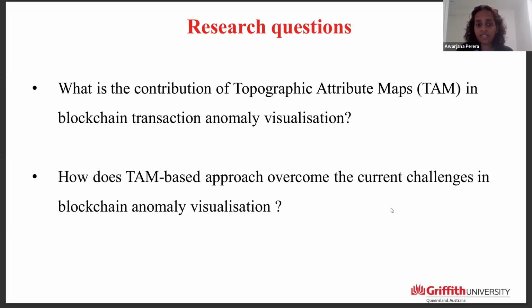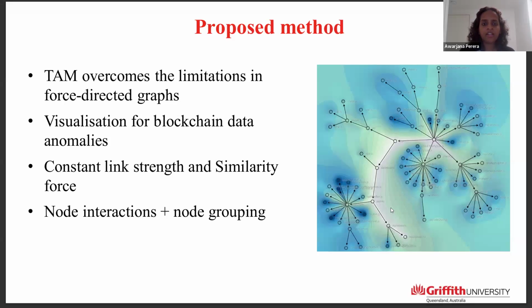My research was built mainly on two questions. What's the contribution of TAM in blockchain transaction anomaly visualization? And secondly, how does this TAM-based approach overcome the current challenges in blockchain anomaly visualization? My proposed method is the usage of TAM for visualizing blockchain data anomalies. Like I said, there are a few limitations in force-directed graphs, like placement of similar nodes far apart from each other. Limitations like this are overcome by the usage of TAM.